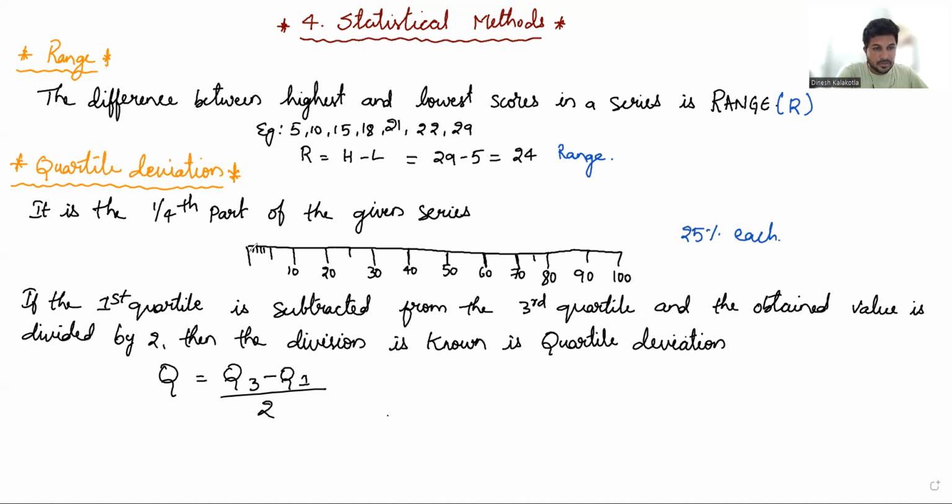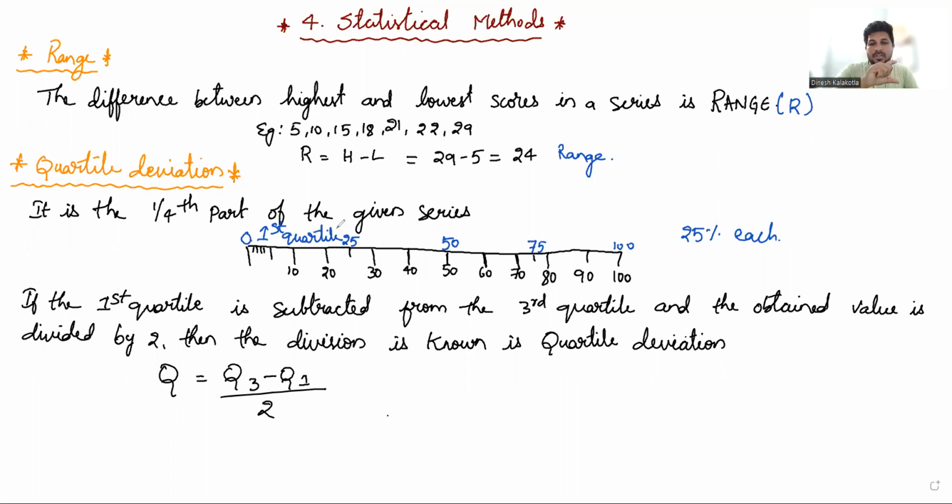Now, this is how you write it: 5, 10, 20, 25, 30, 40, 50, 60, 70, 75, and 100. So from 0 to 25, this becomes the first quarter, or we call it the first quartile.